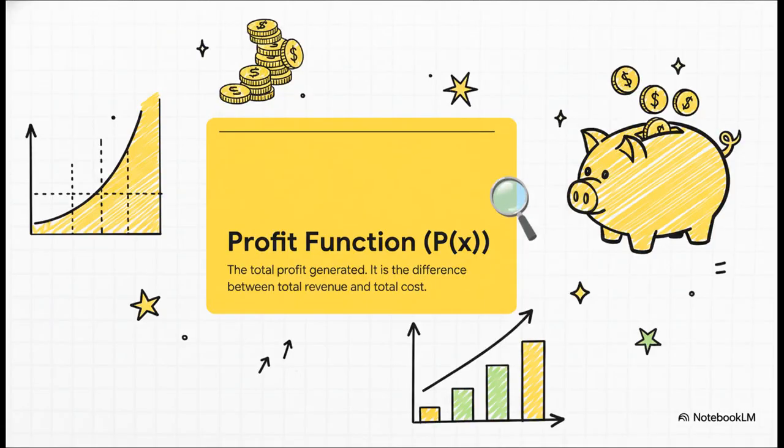And that brings us to the most important one of all, the profit function, P of X. This is the bottom line. It's what we're all here for. This function represents our net earnings, the money we actually get to keep. It's not just about how much money comes in or how much goes out, but about that crucial difference between the two. This is the number that creates value for shareholders and allows a business to grow.